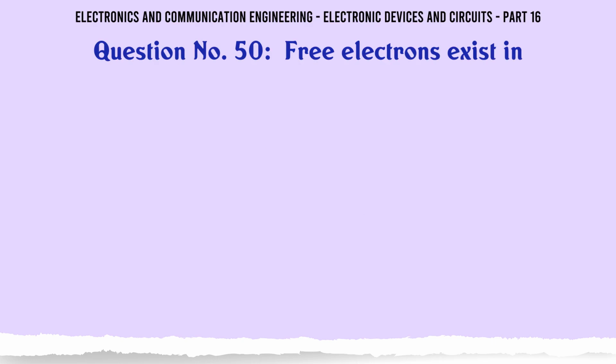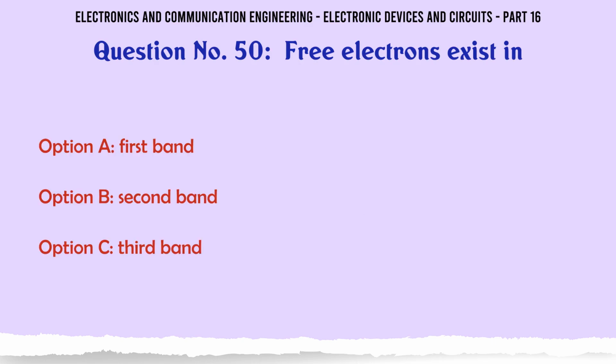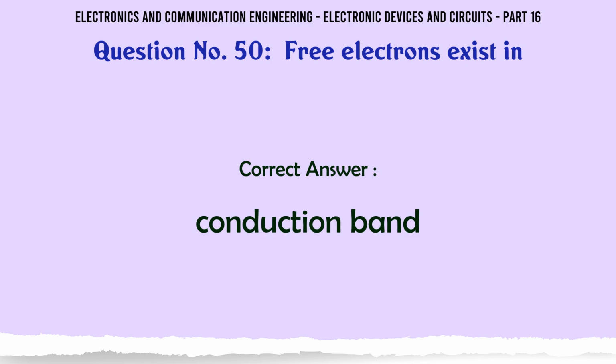Free electrons exist in A. first band, B. second band, C. third band, D. conduction band. The correct answer is conduction band.